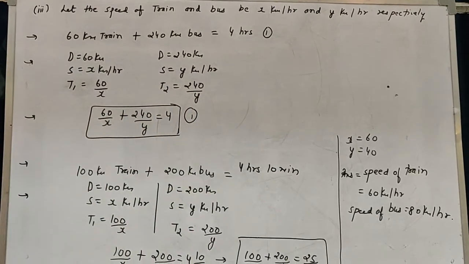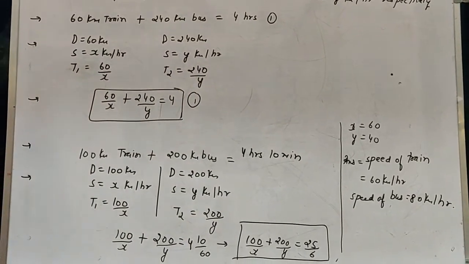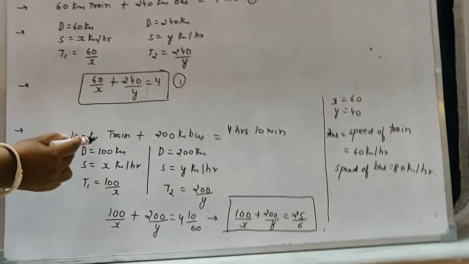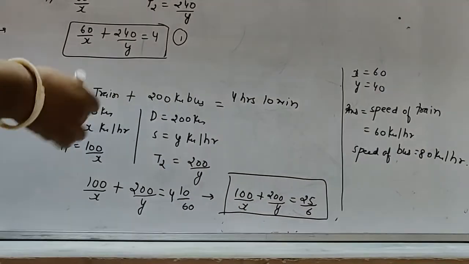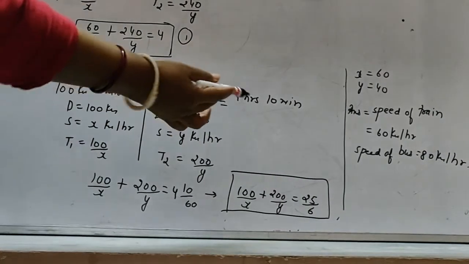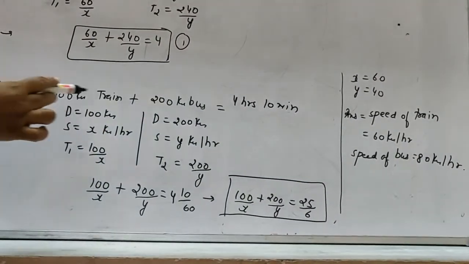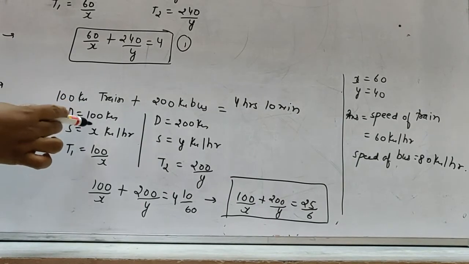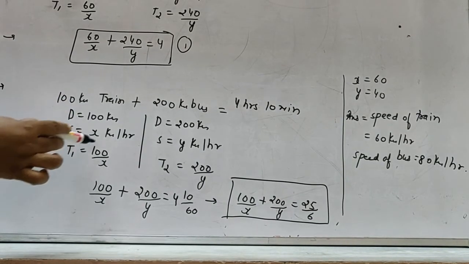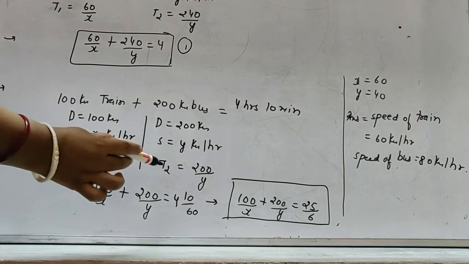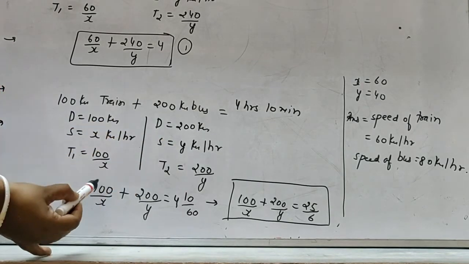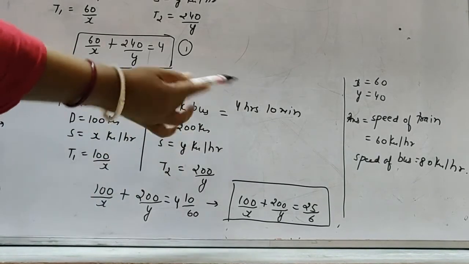Clear? Now consider the second case. What is it saying? That if she travels 100 km by train and 200 km by bus, it takes 10 minutes longer. It takes 4 hours 10 minutes. Same case: for the train the distance is 100 km, the speed is x, so the time taken will be 100 upon x. Similarly, for the bus it will be 200 upon y. So this T1 plus T2 equals 4 hours 10 minutes.